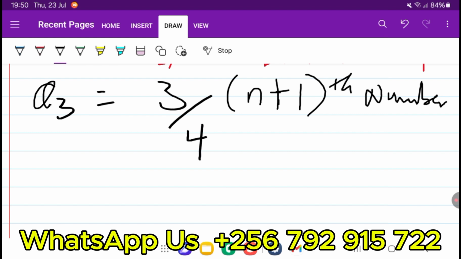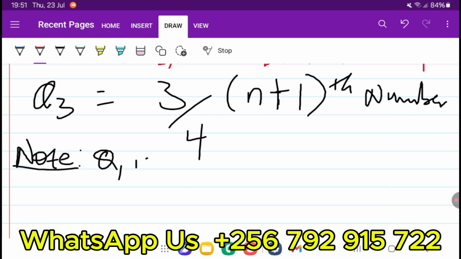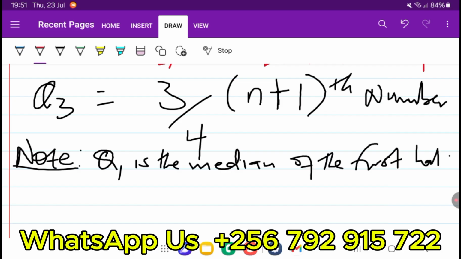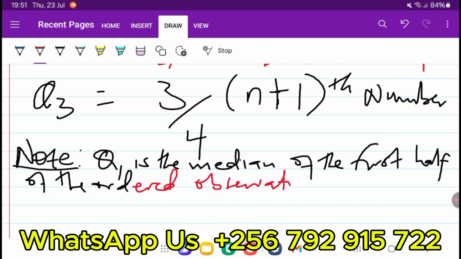So we can maybe emphasize this, that we can put a note that Q1 is the median of the first half of the ordered observations. These observations have to be ordered.